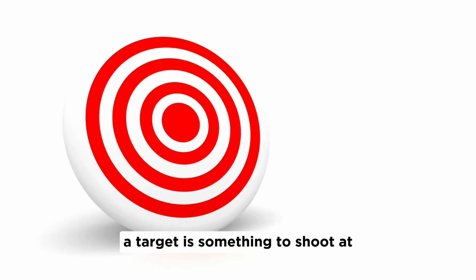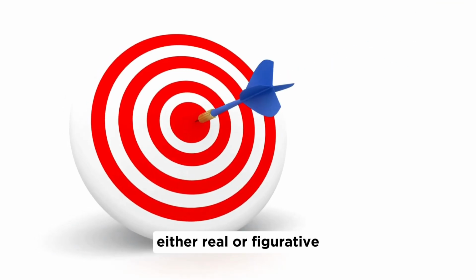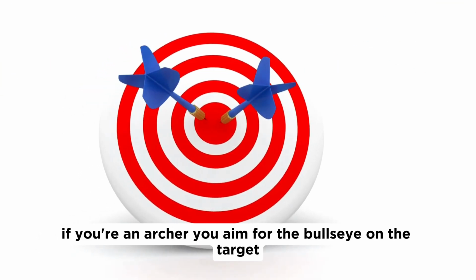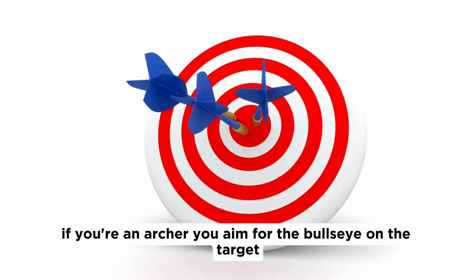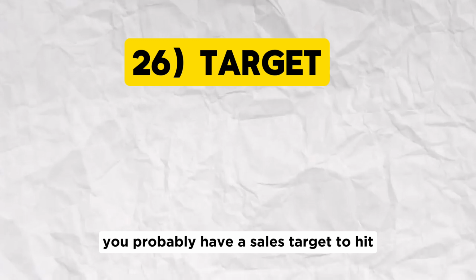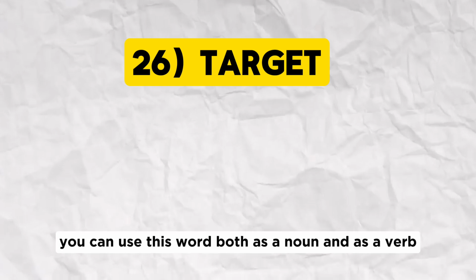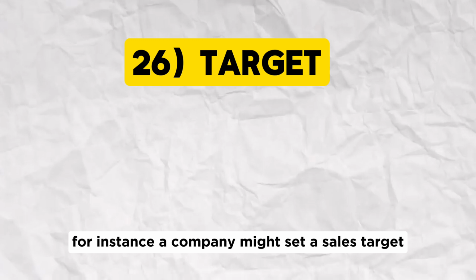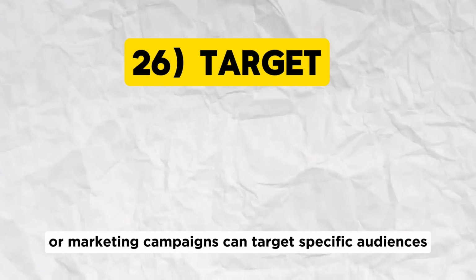26. Target. A target is something to shoot at, either real or figurative. If you're an archer, you aim for the bullseye on the target. If you are selling cars for a living, you probably have a sales target to hit. You can use this word both as a noun and as a verb. For instance, a company might set a sales target, or marketing campaigns can target specific audiences.